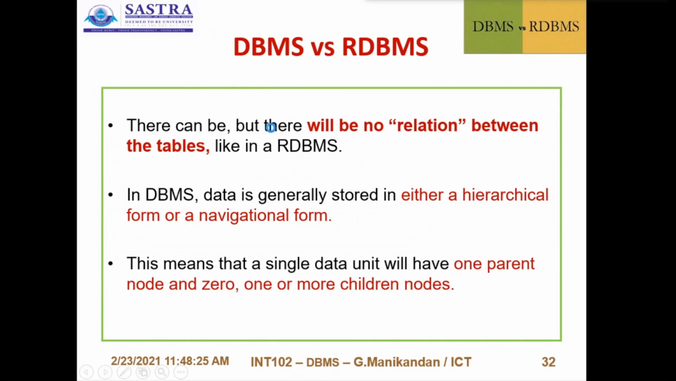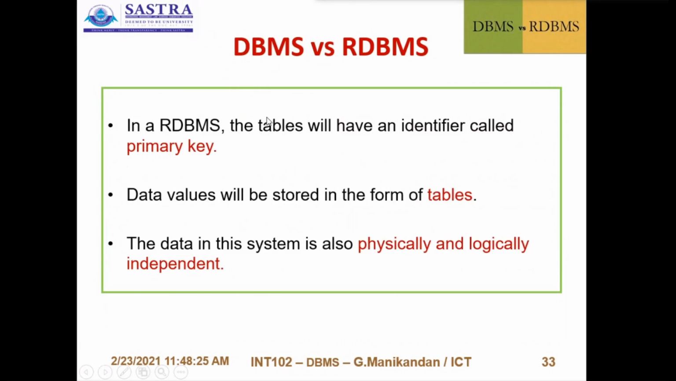In the case of your relational database management system, for identifying each and every record we use the concept called a key. You will have a key associated with each and every table. To identify each record we use a key, and we call that particular key a primary key. Your data will be stored in the form of tables, and you will have physical and logical independence.